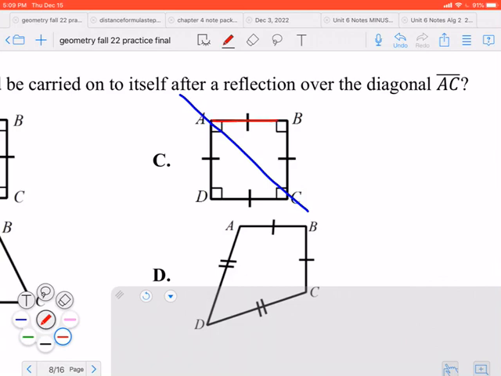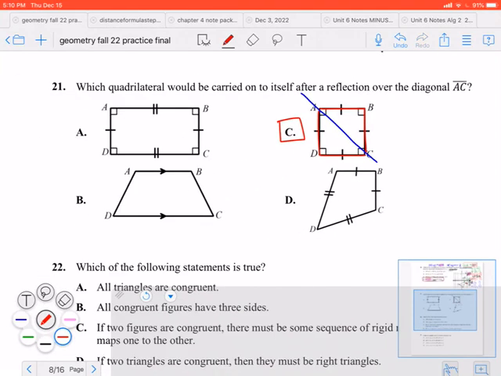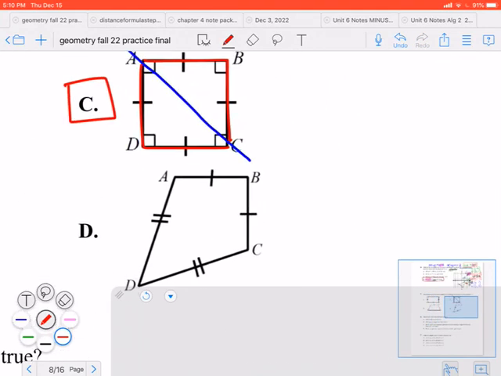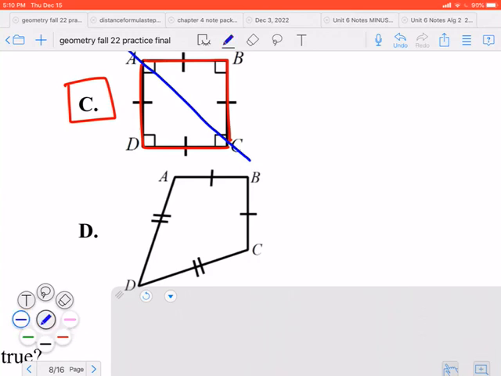If I imagine this right side reflected over that blue line, it would be sitting on itself. I could take the left side and make it on the right, or the right side on the left, and it's carried onto itself. It's sitting on itself. So letter C here, but I want to show you why the other ones are not, and why that was the right answer.